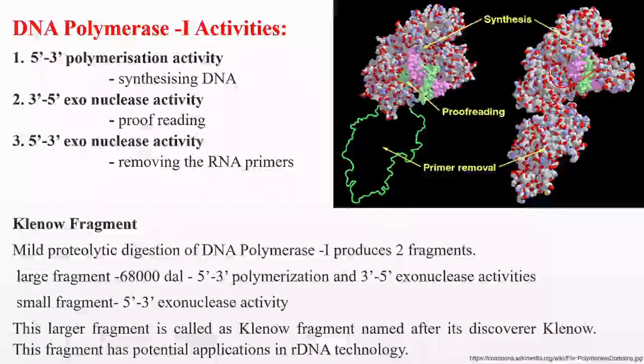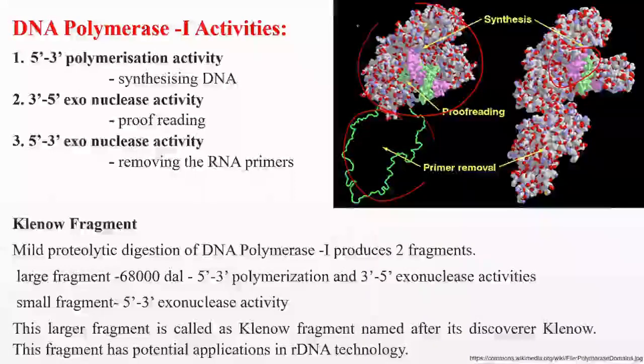For example, say this is DNA polymerase 1's structure with three important activities. A mild proteolytic digestion of DNA polymerase may produce two fragments, one larger and one smaller. The larger fragment will retain two important functions, 5' to 3' polymerization and 3' to 5' proofreading activity. These two activities are present in the larger fragment.